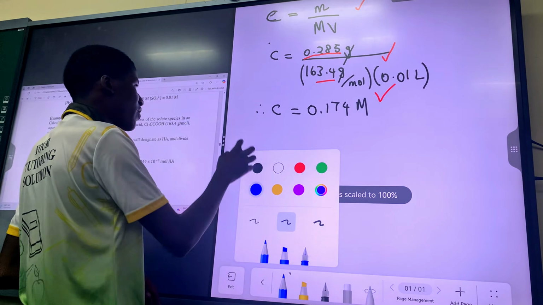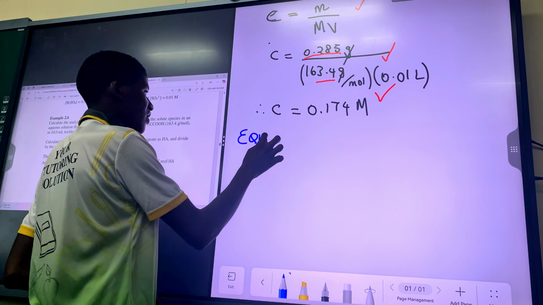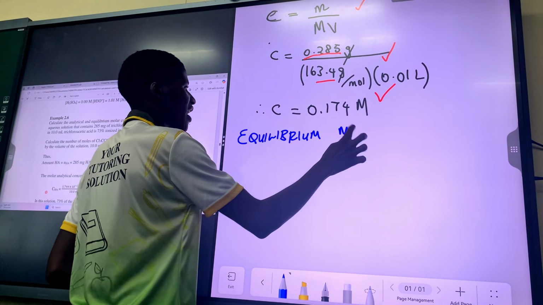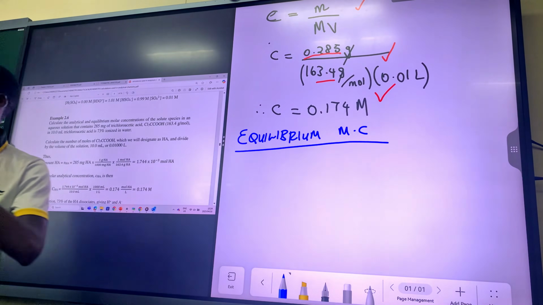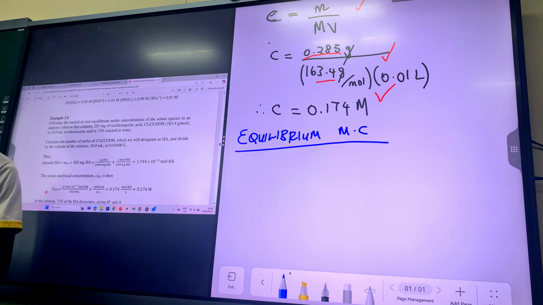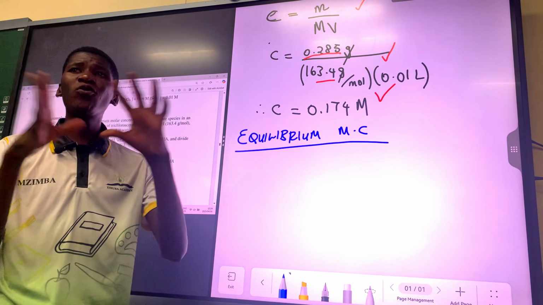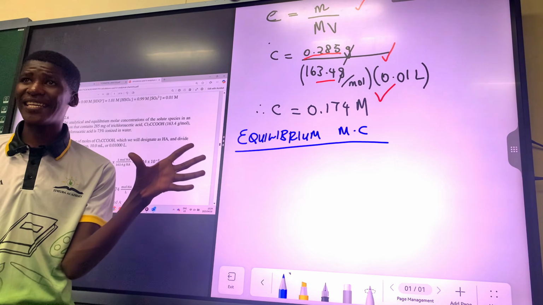So to find the equilibrium molar concentration, there must be ionization that has happened. There must be dissociation. We can say your substance must have separated, completely dissociated.